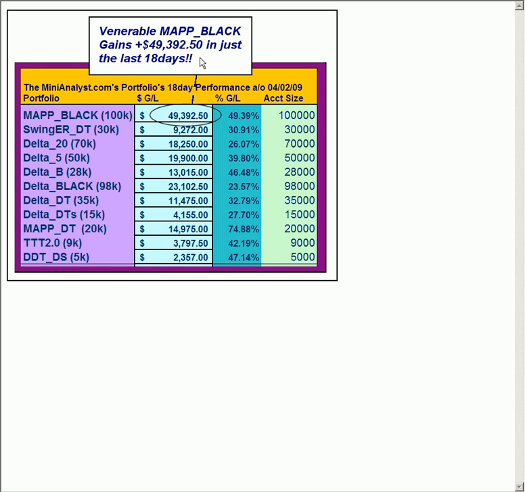But what's interesting is here we have the venerable MAP Black, which is a $100,000 portfolio, very diversified portfolio, but still puts up aggressive numbers. One could argue it's an aggressive portfolio. Aggressive numbers, putting in a gain of $49,392.50 just over the last 18 days at 50%. So just a very impressive portfolio, considering the size being $100,000 of risk capital.